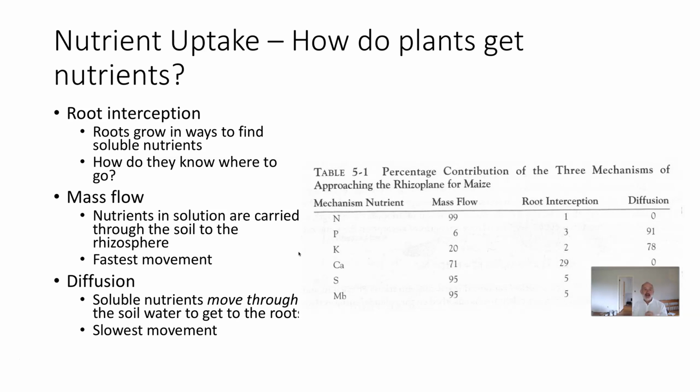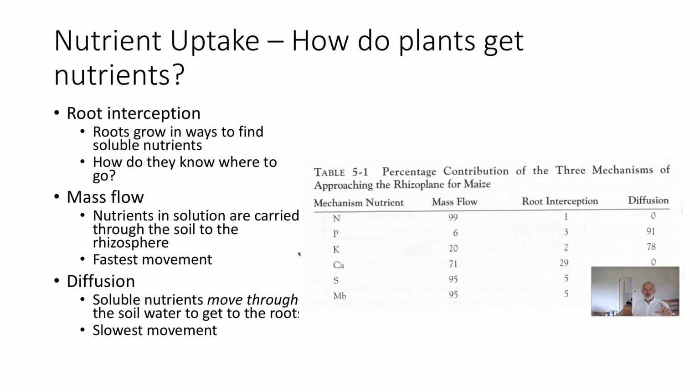The second one is mass flow, and this is where nutrients are dissolved in the soil solution, the water that's in the soil, and that water is moving and the nutrients are moving through the soil to the rhizosphere. And the rhizosphere is really this area right around the roots and the root hairs. So you can imagine this isn't the roots growing to find the nutrients, this is the nutrients in water moving to find the roots. Not that they know what they're looking for, but they're just moving. And the last one is diffusion. This is where soluble nutrients move through the soil water to get to the roots.